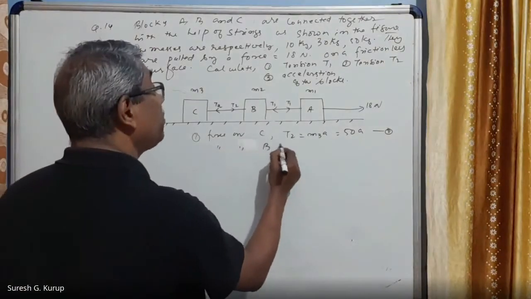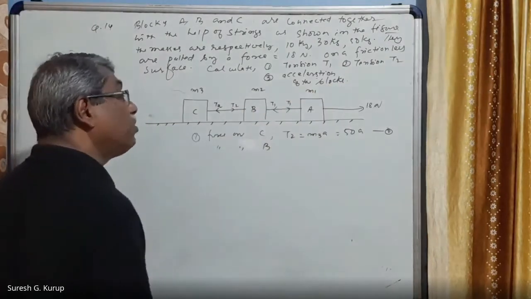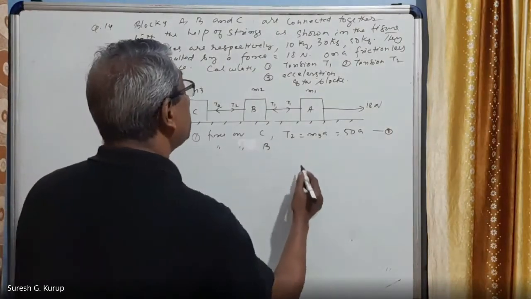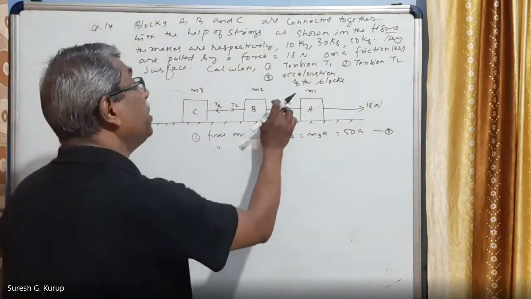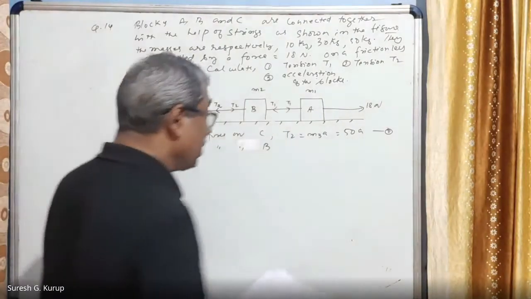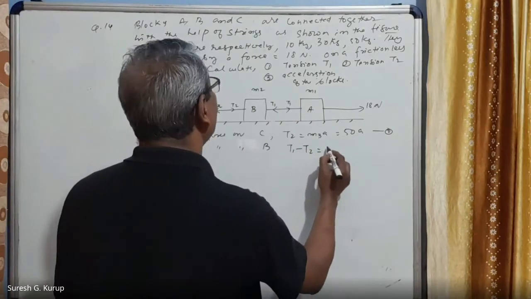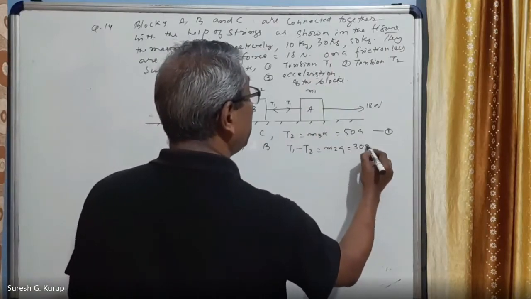Next, force on B. B is acted on by two forces. One force T1 is in the forward direction, and one force T2 is in the reverse direction. What is the net force? It is T1 minus T2. In this case, you will write T1 minus T2 is equal to M2A. M2 is 30, so that is equal to 30A.